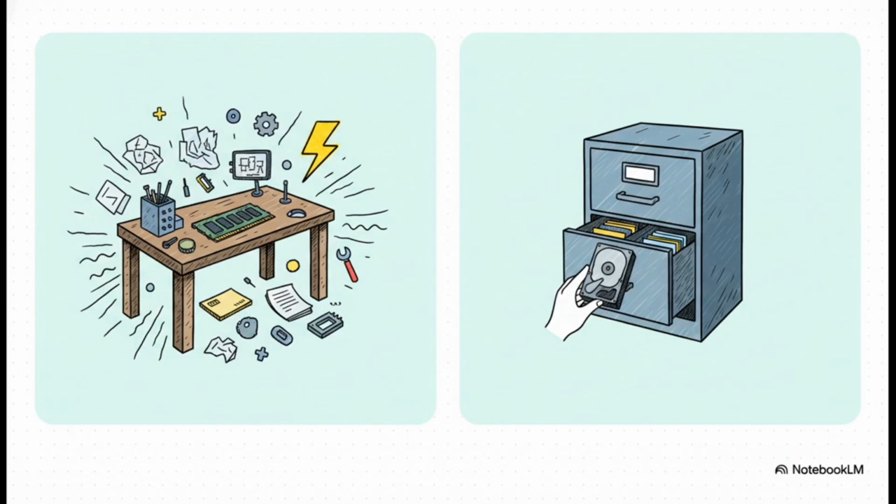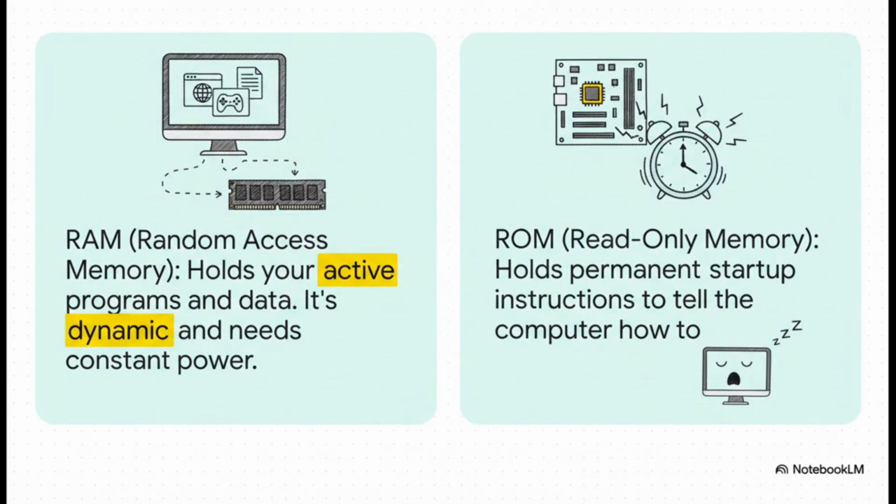is wiped clean. Storage, on the other hand, that's your file cabinet. It's where you put things for long-term safekeeping. It's a little slower to get things out of, but your files are safe and sound even when the computer's off. And it gets a little more detailed, because even on that workbench, there are 2 main types of memory.